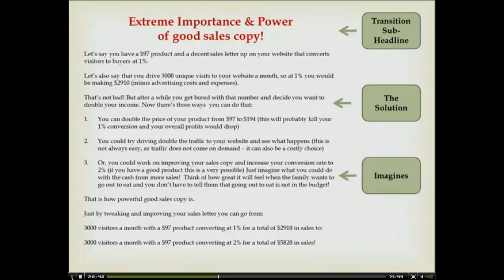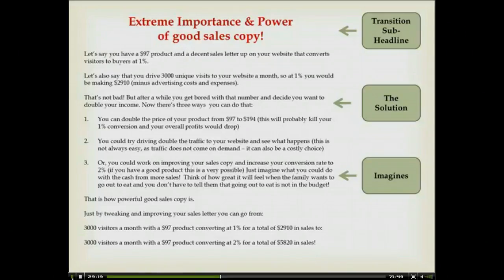Just by tweaking and improving your sales letter, you can go from 3,000 visitors a month with the $97 product converting at 1%, for a total of $2,910, or you can go 3,000 visitors a month with a $97 product converting at 2%, for a total of $5,820 in sales. So basically, they didn't have to go out and get more traffic. They didn't have to raise their price just to get more money. All they had to do is learn how to write better copy and get better conversions. And all of a sudden, their conversions are up 1% and they've doubled their money.